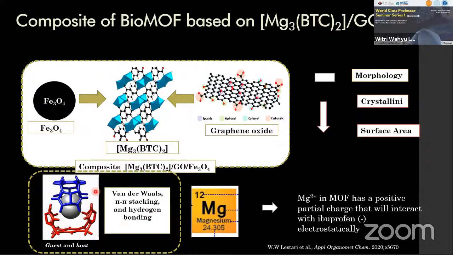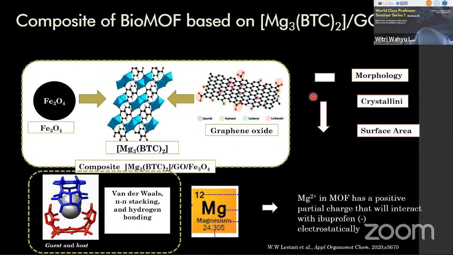And here we use magnesium because magnesium is biocompatible and has a positive partial charge that will interact with this ibuprofen electrostatically. We will have electrostatic interaction with the drug. And for the drug and the system itself, the interaction is like host and guest, through van der Waals, pi-pi stacking and hydrogen bonding.